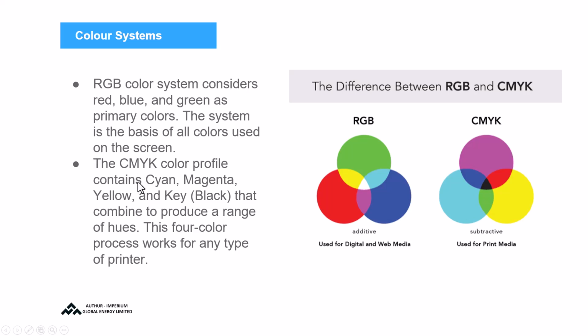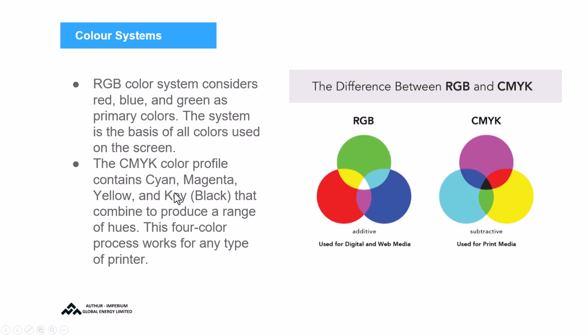The second color system is the CMYK color profile, which contains cyan, magenta, yellow, and key, which is black, that combine to produce a range of hues. So this four color process works for any type of printer. So CMYK is for printed materials, so magazines, flyers, wedding cards.